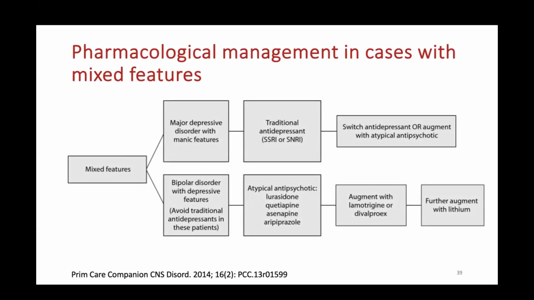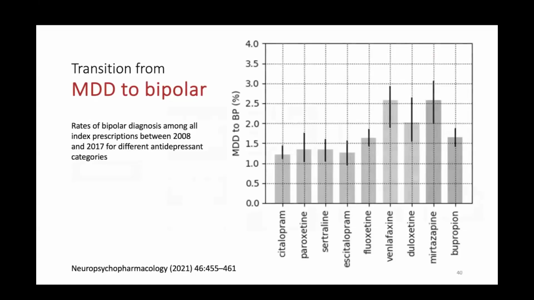So mixed features, again, how do you manage somebody with mixed features? Major depressive disorder with manic features: traditional antidepressants, SSRI or SNRI, switch the antidepressant or augment with an atypical antipsychotic. If it is bipolar disorder with mixed features, augment with a mood stabilizer like lithium or lamotrigine. Transition from MDD to BPD.